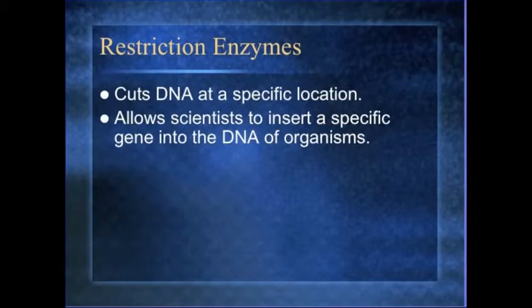We're going to talk about restriction enzymes in more detail in class, but what a restriction enzyme does is that it will cut DNA at a specific location, and then this allows the scientist to insert a specific gene into the DNA of an organism. So that's just how we're able to do genetic modification and genetic engineering.